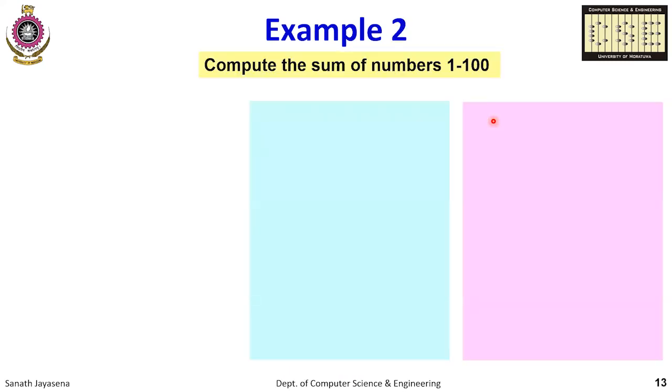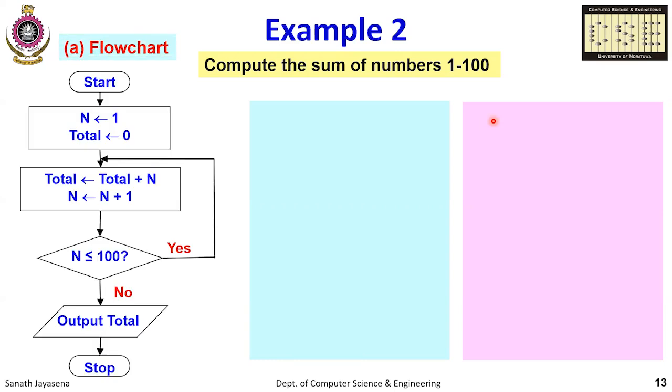Now, let's take another example. So we have a problem: compute the sum of numbers 1 to 100. So the flowchart would be like this. You start here and take a variable n set to 1 initially. Another variable called total is set to 0 initially. We call these kinds of operations initialization. n is a variable, total is a variable.